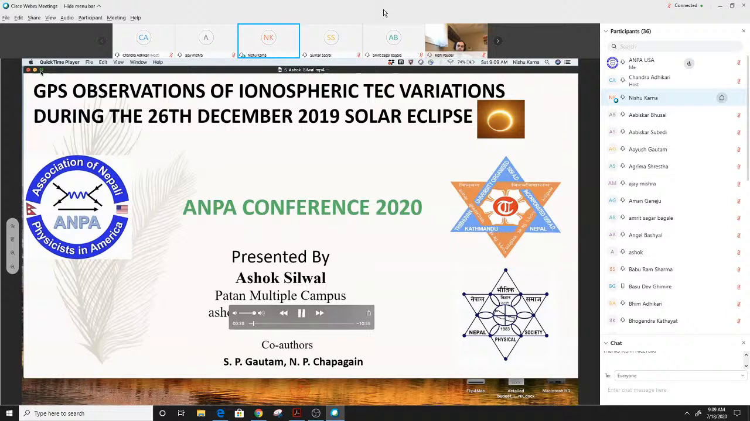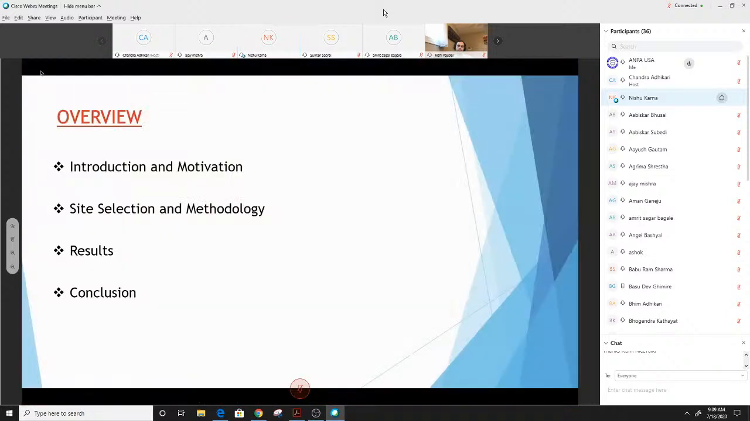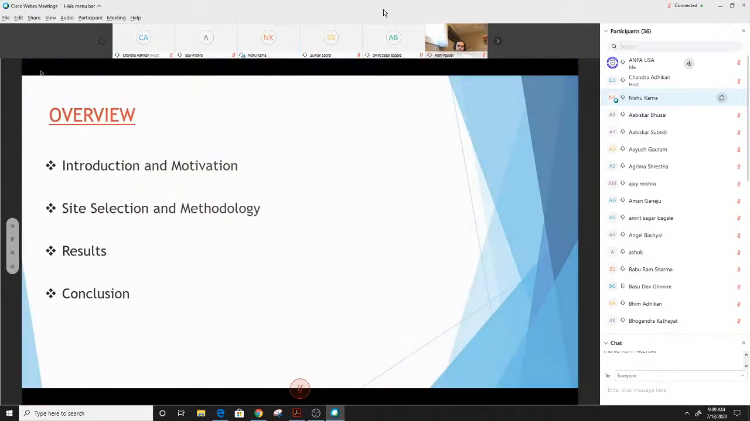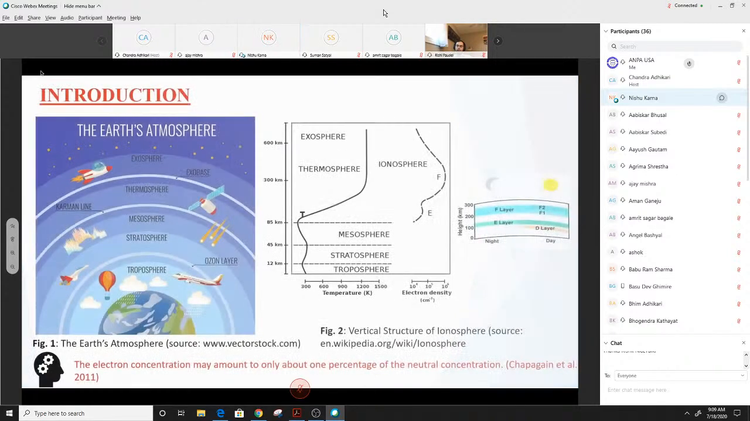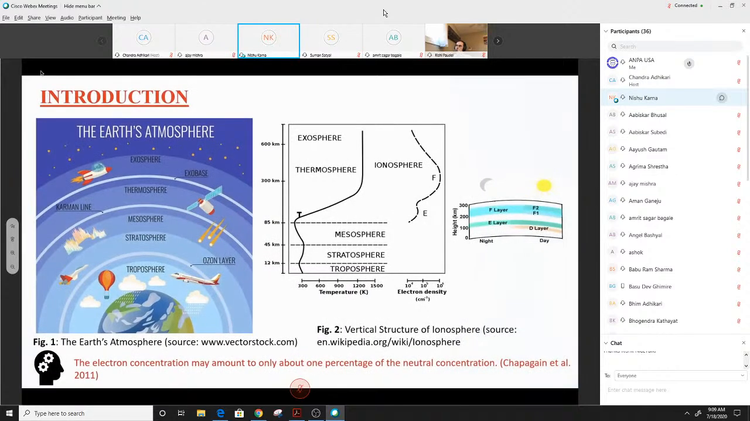This is the overview of my work. As we know, the layer of air above the Earth's surface is called the atmosphere. It extends up to a height of 1600 km from the Earth's surface, and the Earth's atmosphere is further divided into 5 different layers. Among them, the ionosphere is the dynamic layer of the upper atmosphere that extends roughly from 60 km to 1000 km, and it is a region that includes the thermosphere and parts of the mesosphere as well as the exosphere.